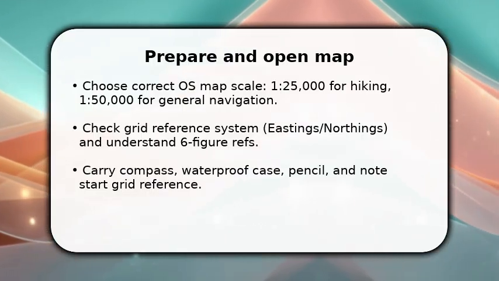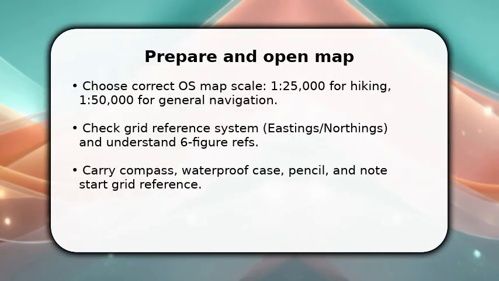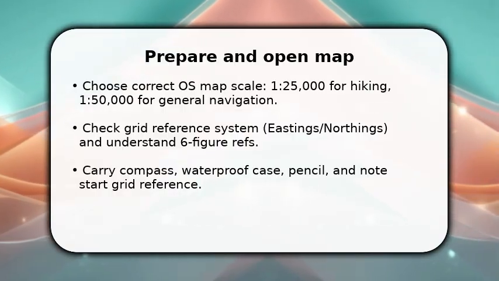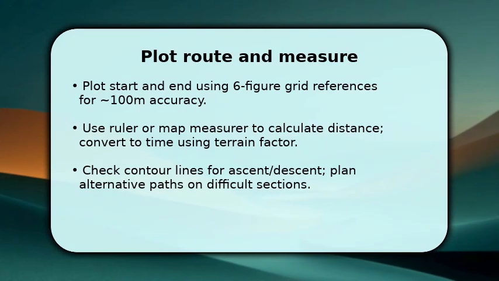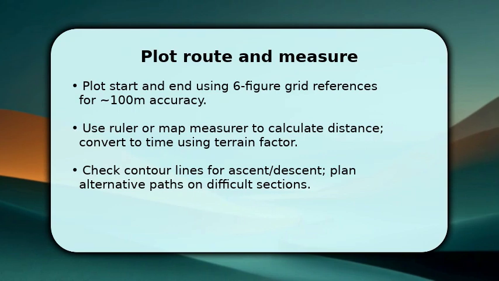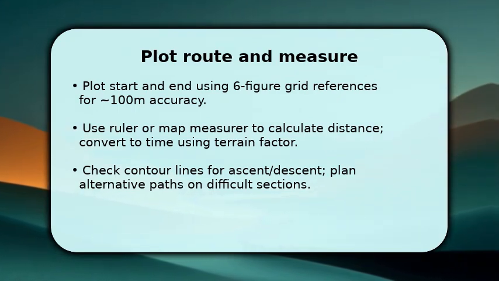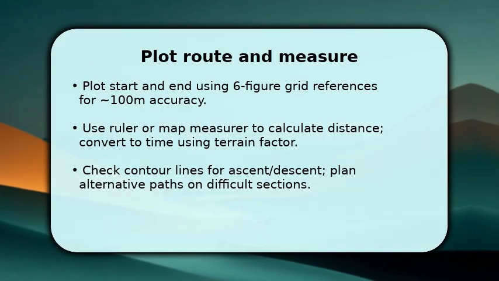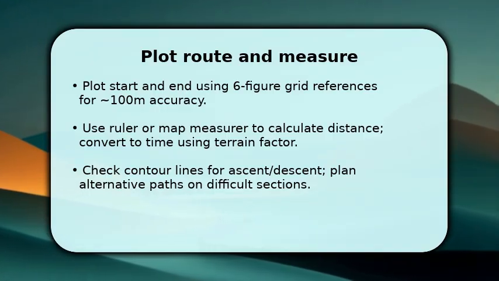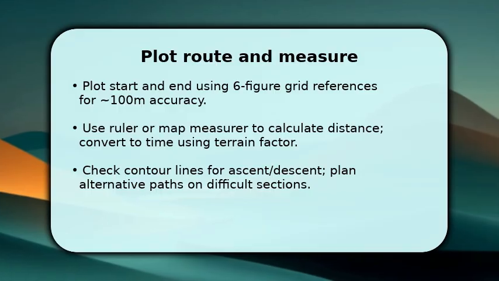Then mark your intended route lightly with a pencil. This gives you a clear first plan to follow in the field. You now plot precise points using six-figure grid references so you can find locations within about 100 meters. After plotting, measure distance with a ruler or map measurer and convert to walking time using terrain multipliers.